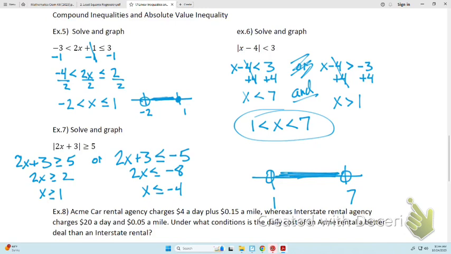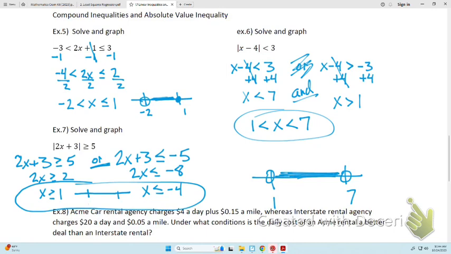And notice these do not overlap. x is larger than 1, but it also says x is smaller than negative 4. We got to leave it like that. You can't write it into a compound inequality. There's no way they can both be true. So it's an or statement, which means on the number line, they are completely separated.